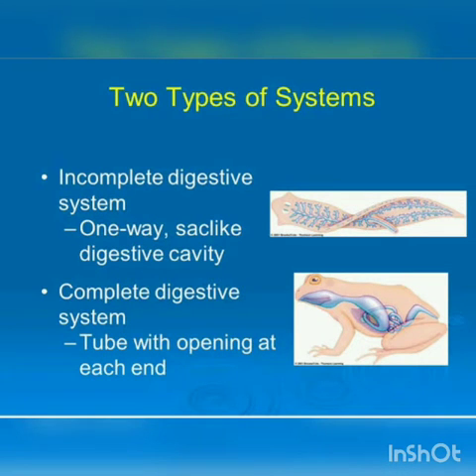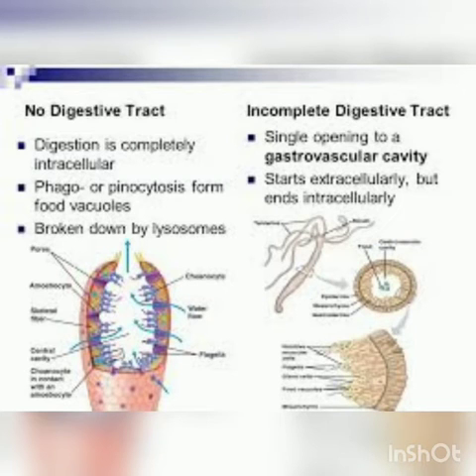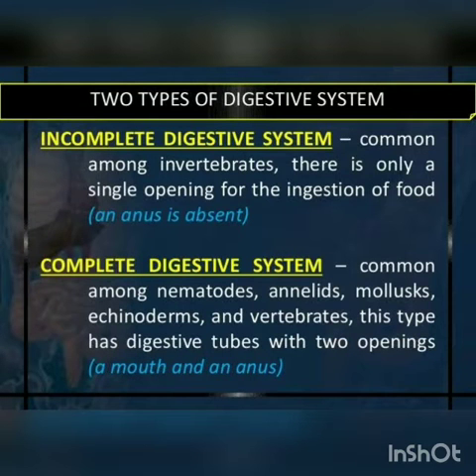What is the difference between complete digestive system and incomplete digestive system? Incomplete digestive system means the animal is having only one opening, ஒரே ஒரு ஓப்பனிங் தான் இருக்கும், which acts as both a mouth and anus. Hence they are incomplete digestive system. Example, platyhelminthes. Whereas in aschelminthes to chordates, the complete digestive system is present, in which the animal has two openings, the mouth and anus. So this is the only difference between complete and incomplete digestive system.